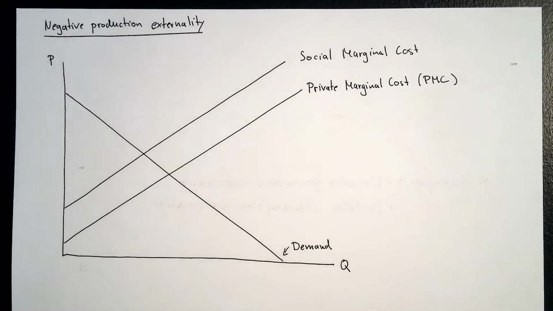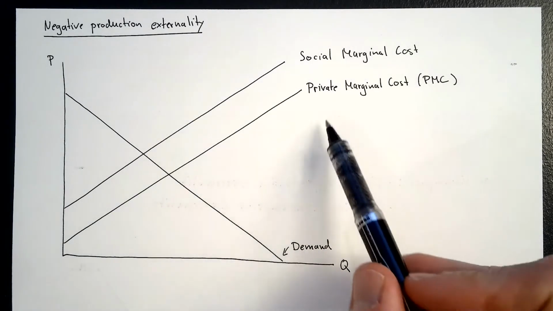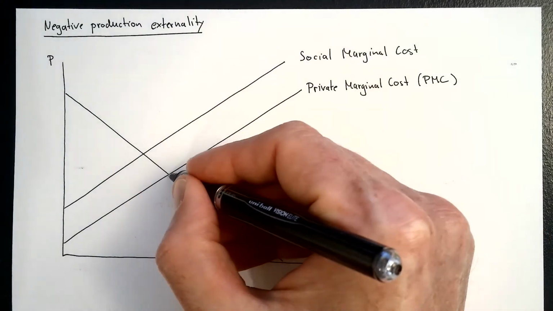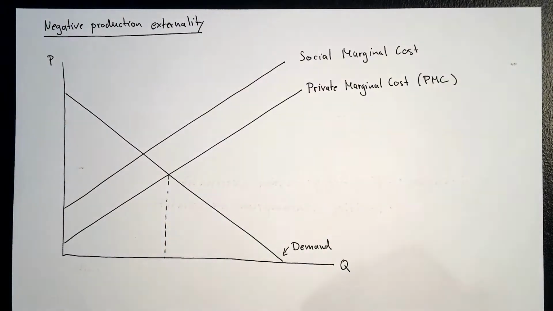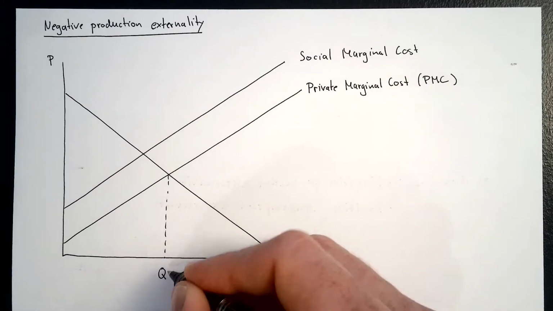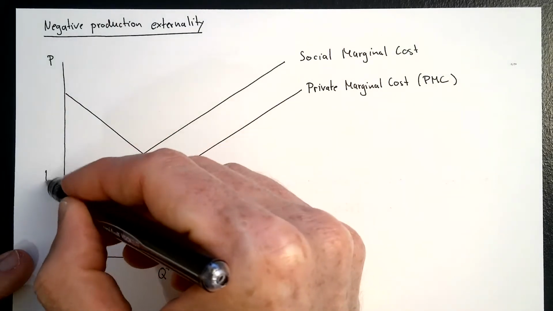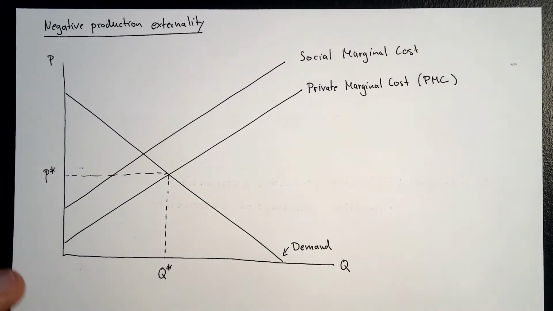Now note that the concept of externality means that market participants do not take into account the social marginal cost when they are trading in this market. So what this means is that in the case of the externality, the market equalizes private marginal cost to demand, and hence we have a market equilibrium, which we call Q star, and we have P star. This is the equilibrium which prevails in this market.